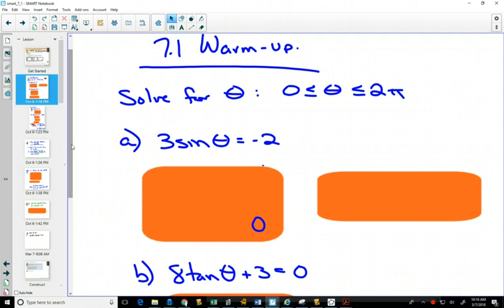This is a review of Chapter 6. How do we solve for theta? We're going to have to use our cast rule. We're going to have to use reference angles. And we're just solving once around the circle from 0 to 2 pi.